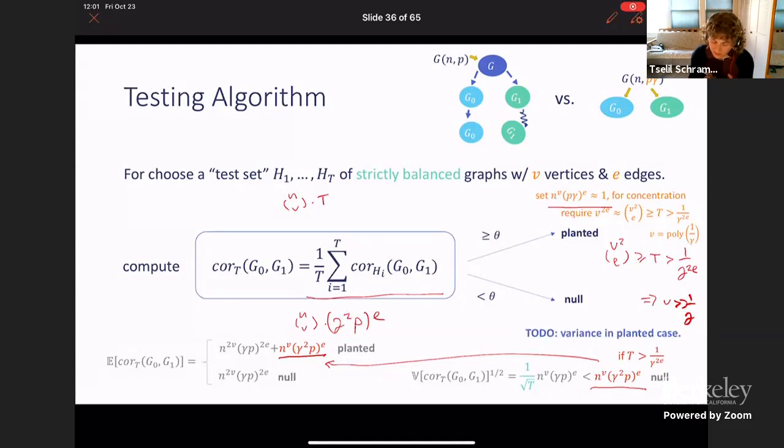So that's essentially it for the analysis of the testing algorithm. What I didn't do is analyze the variance in the planted case. But this is just, once you have the strict balance property, then things concentrate around their expectations and things work out.